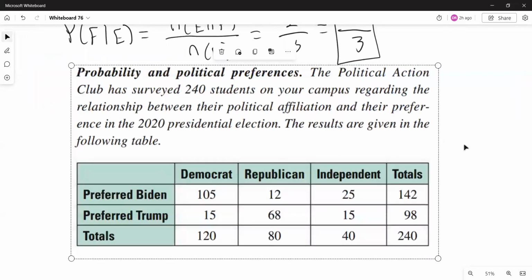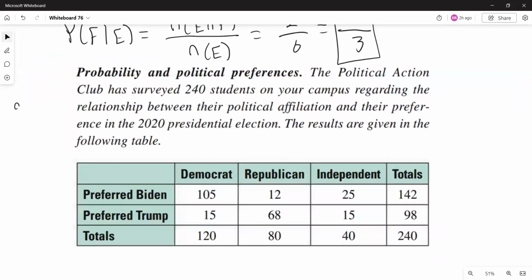Okay, so we're going to use this table for the following 2 questions. The Political Action Club has surveyed 240 students on your campus regarding the relationship between their political affiliation and their preference in the 2020 presidential election. The results are given in the following table. They organize the information in who preferred Biden, who preferred Trump, who was Democrat, Independent, or Republican.